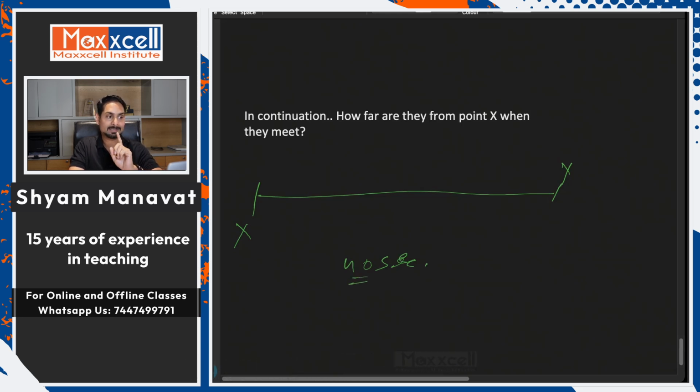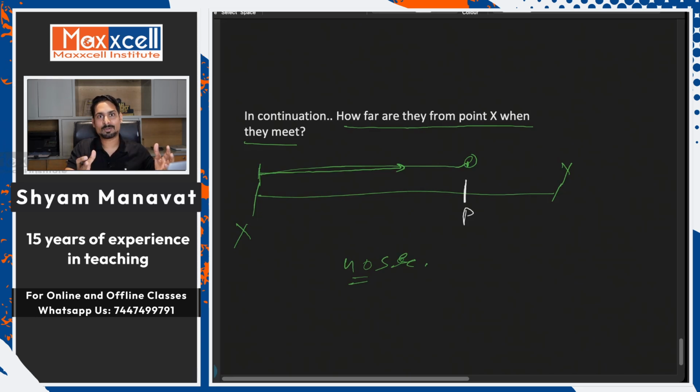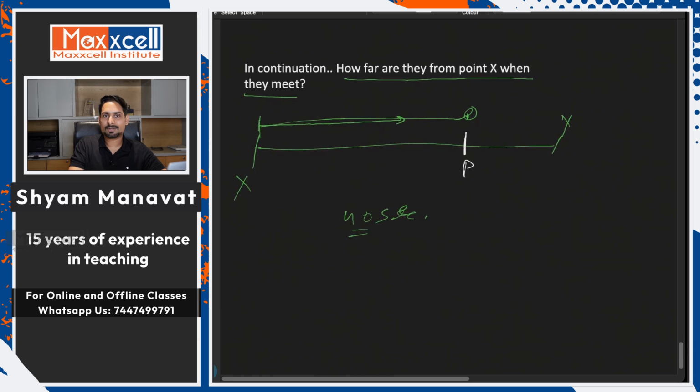Now in this 40 seconds, Balu is continuously running from X to Y and he has not reached Y yet. Correct? So wherever they are meeting, Balu is traveling from X to this point and then they meet. So if we calculate the distance traveled by Balu when they meet, we get the answer. So you need to look at the question and apply logic. This is problem solving skills. Everything is not depending on the formula.